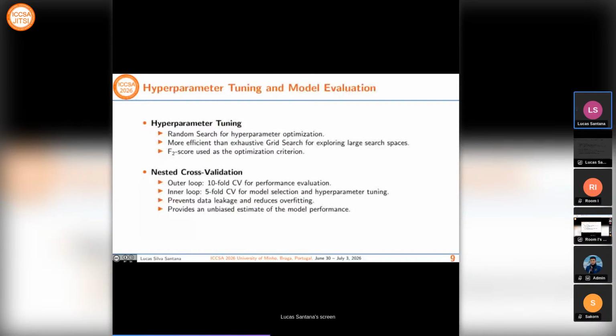Before training the models, we optimize the hyperparameters using random search. We chose this approach because it is more efficient than exhaustive grid search when you explore a large hyperparameter space. During this process, we use the F2 score as the optimization criterion. To obtain a reliable performance estimate, we adopt a nested cross-validation strategy. The outer tenfold cross-validation was used to evaluate the models, while the inner five-fold cross-validation was used for hyperparameter tuning and model selection. This nested evaluation strategy ensures that each sample in the dataset is used for testing exactly once. This helps prevent data leakage, reduce overfitting, and provides a more reliable estimate of the model's generalization performance.